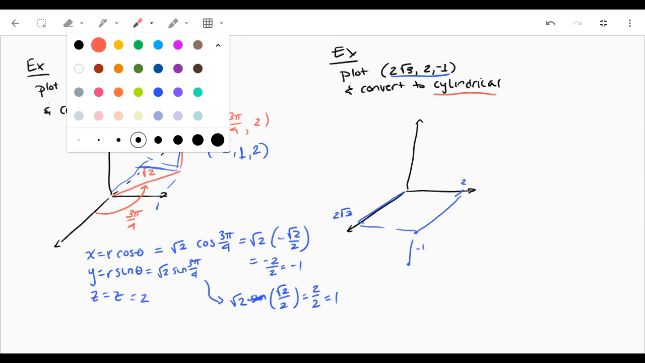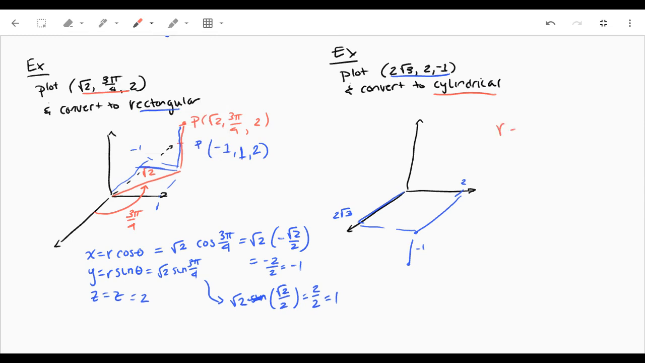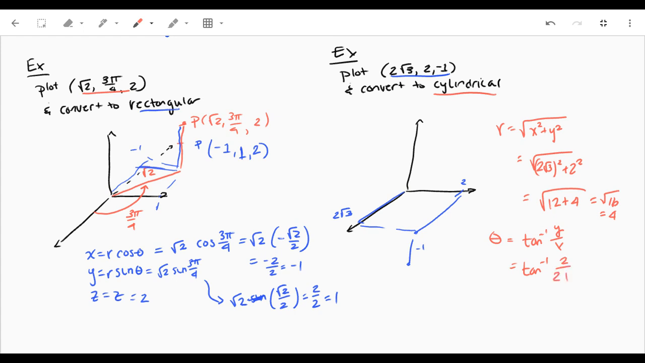When we do our conversion, r will be the square root of x squared plus y squared. It's going to be the square root of 2 root 3 squared plus 2 squared, so square root of 12 plus 4. Well, look at that, square root of 16, which is 4. Theta is going to be the inverse tangent of y over x, so we're going to do the inverse tangent of 2 over 2 root 3.